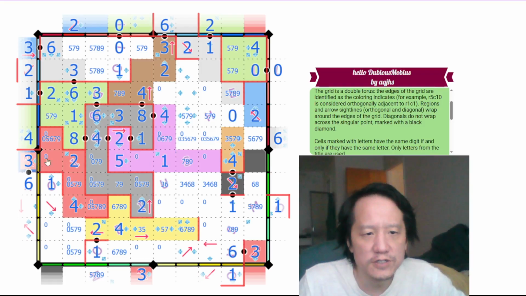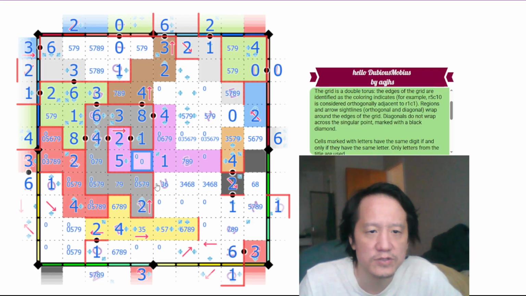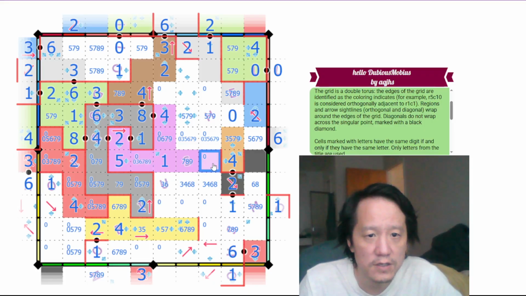What are the remaining digits in row 6? We have 0, 3, 6, 7, 8, 9. This can't be 6 because of the 6 in the column.